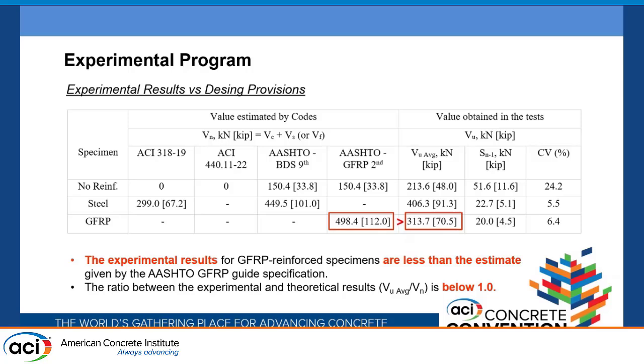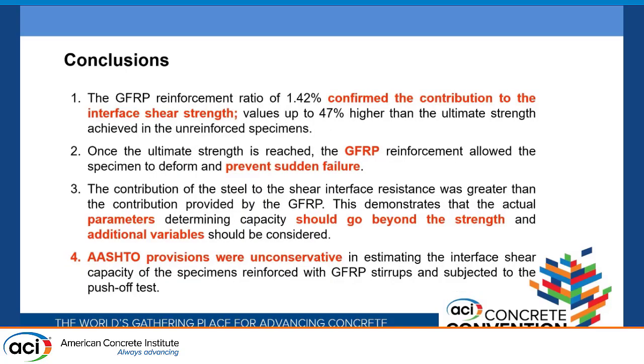But in the experimental, we got these values. So if we perform the ratio between the experimental and theoretical results, this ratio is below 1. So this represents a warning from the point of view of safety and reliability in this case for this specification.